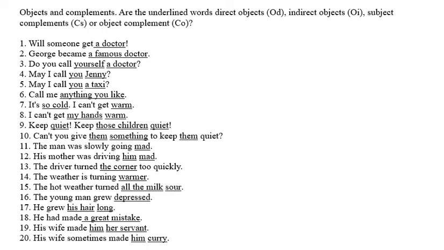Okay. Number 9, keep quiet, keep those children quiet. So again, here we've got instructions or orders. So the subject in both cases is you, whoever you may be that I'm talking to. So when I say keep quiet, what I'm saying is the same as be quiet. So it's the same as using the verb to be. So quiet here is actually a subject complement, right? It's a description of you. I want you to be quiet.